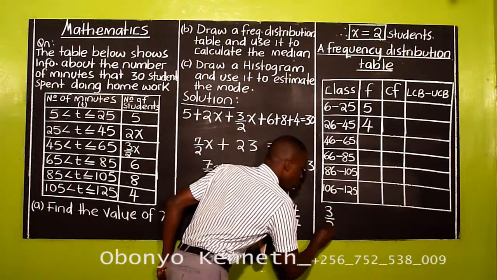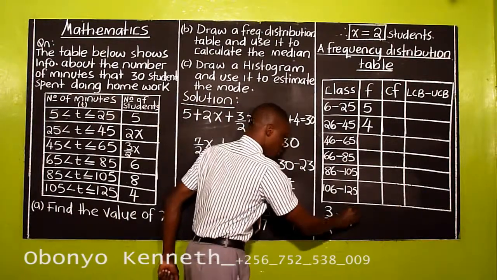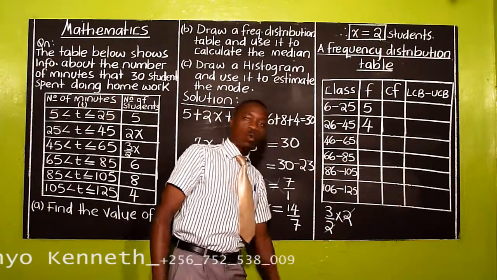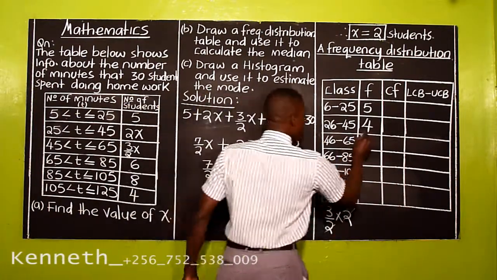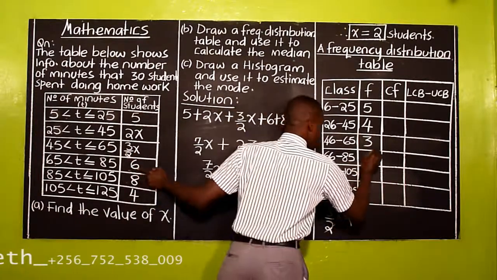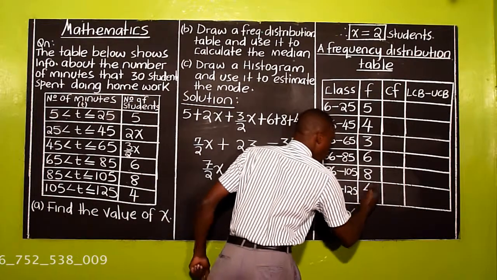And then the next one is 3 over 2x, 3 over 2 times x, but x is a 2. So the 2 and the 2 cancel out. We remain with 3 divided by 1 times 1 to give us a 3. So we have a 3 there. And then we have a 6, an 8, and finally a 4.